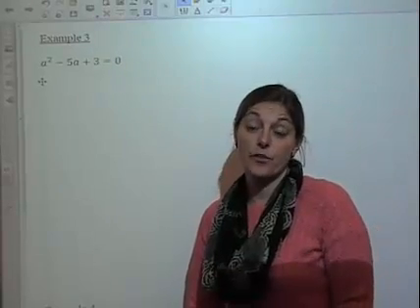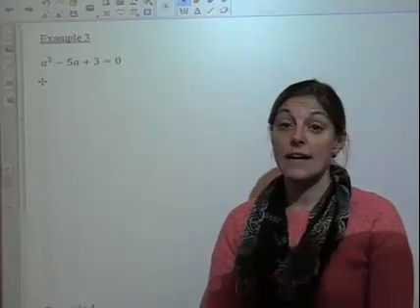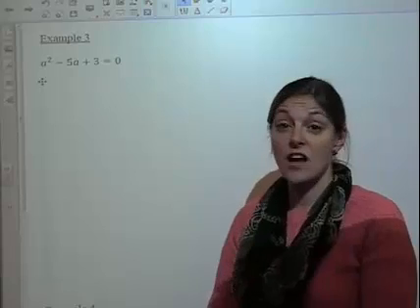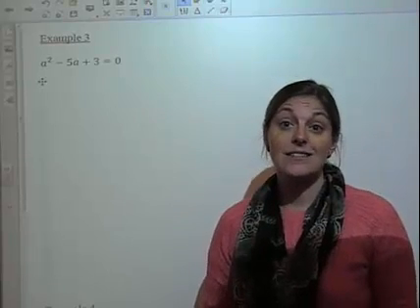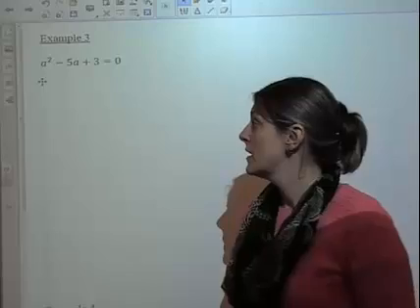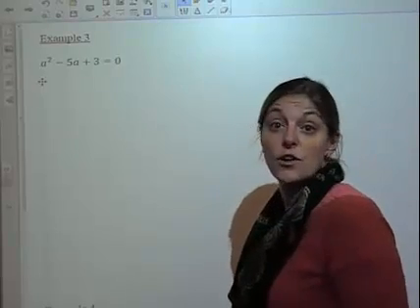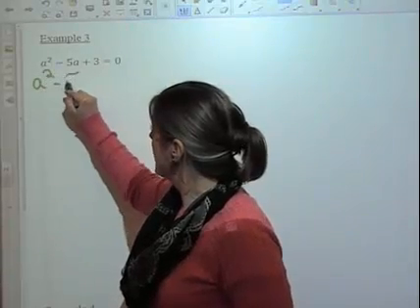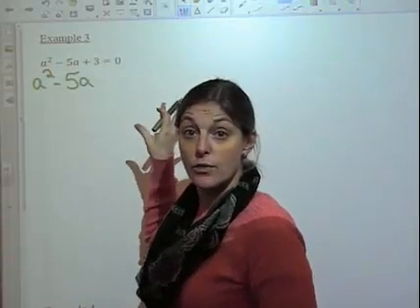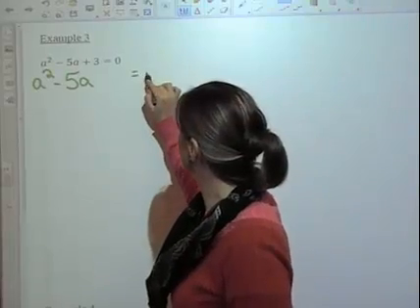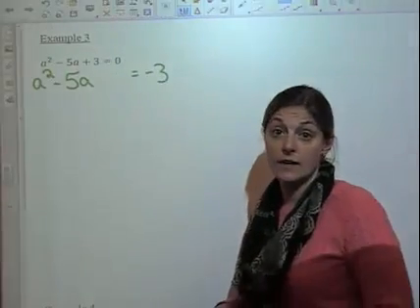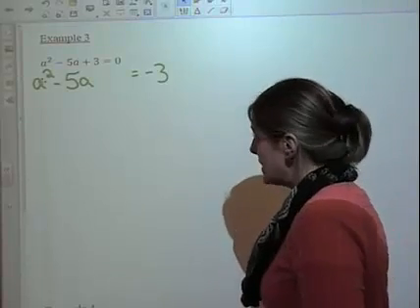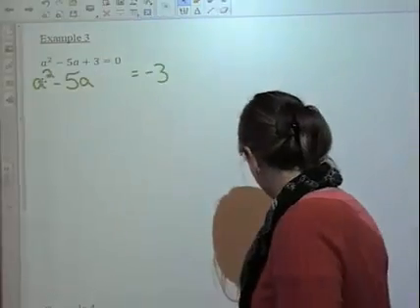All right, so example 3, we have a squared minus 5a plus 3 equals 0. Now, this equation is not factorable, so we have to figure out a different way to solve this problem. And what we're going to do is what's called completing the square. So we have a squared minus 5a, and we're going to subtract that 3 to the other side, so that equals negative 3.